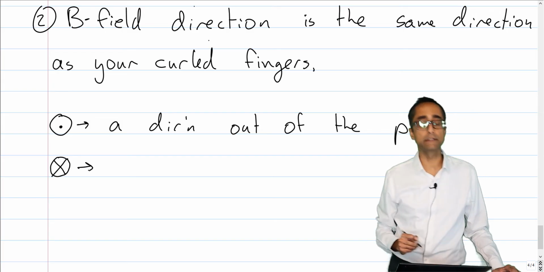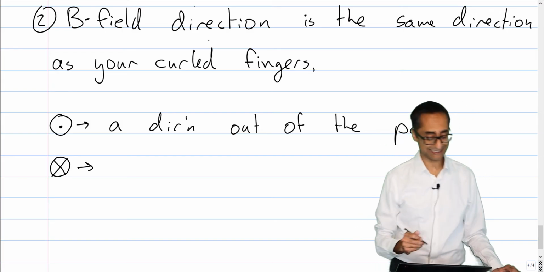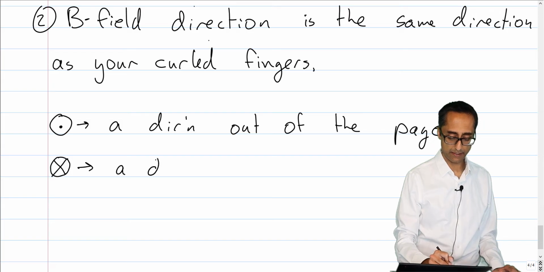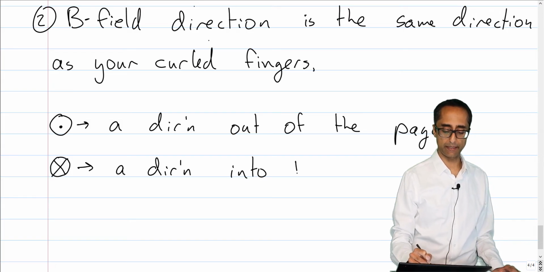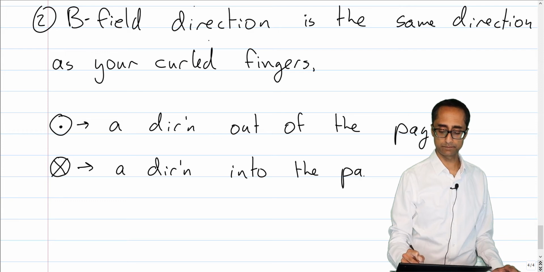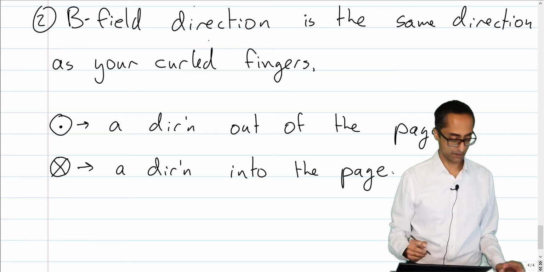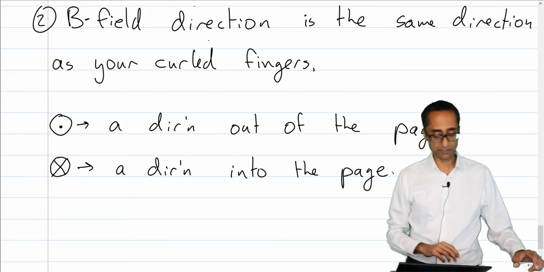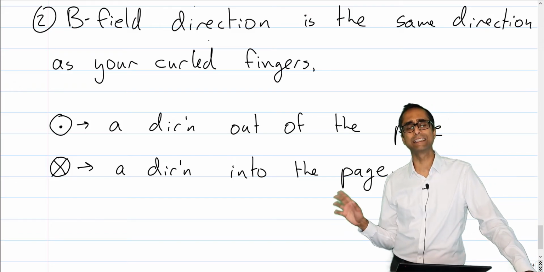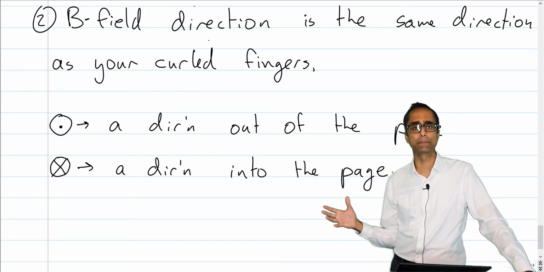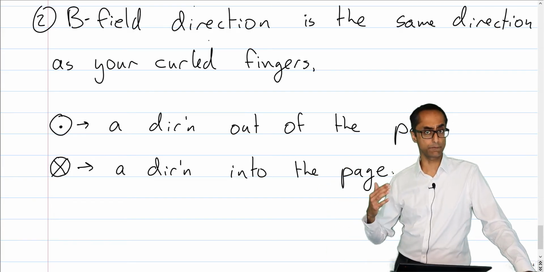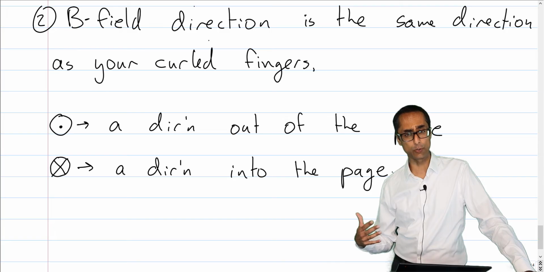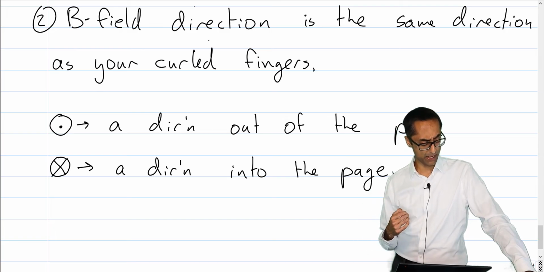The other one is a circle with an X in it, and this is a direction into the page. And that'll give us a lot more versatility in doing directions on a piece of paper, right? Obviously we've got up and down and left and right, and now we've got in and out as well, given by those terms.